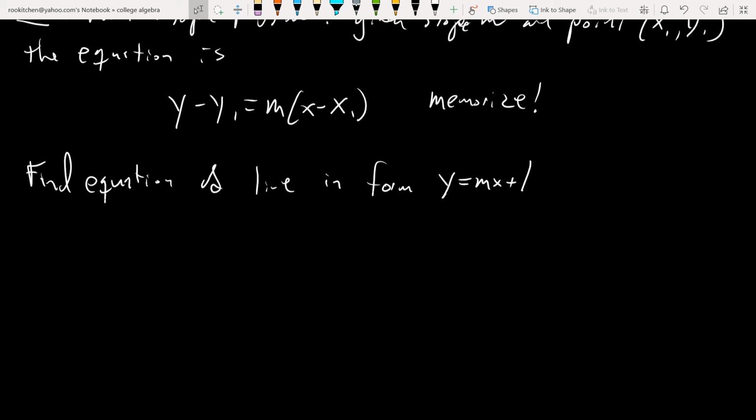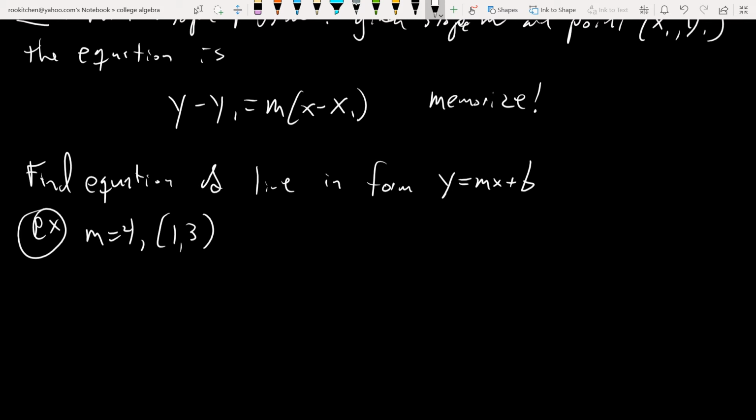And I'll define slope-intercept form here in a second, but for right now we just say this form. Okay, so the first kind of problem, they'll give you a slope and a point. For example, the slope of the line is 4, and the line goes through the point (1, 3). Create the equation of the line.